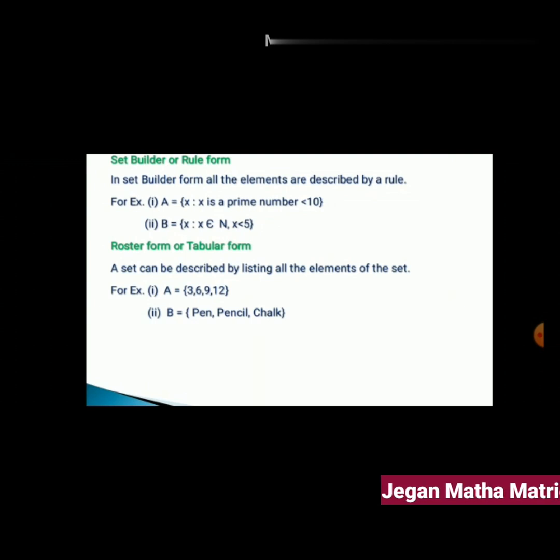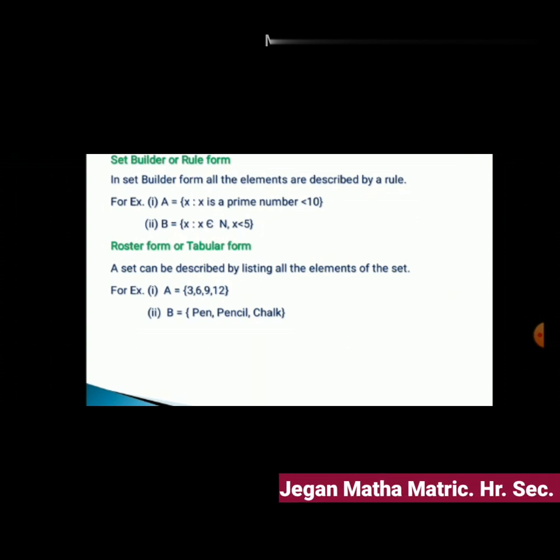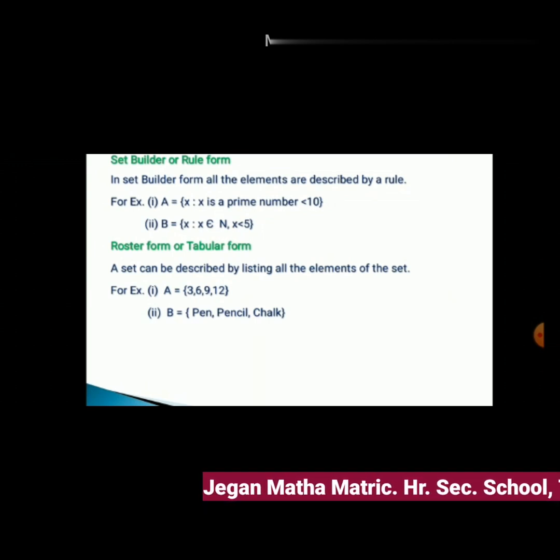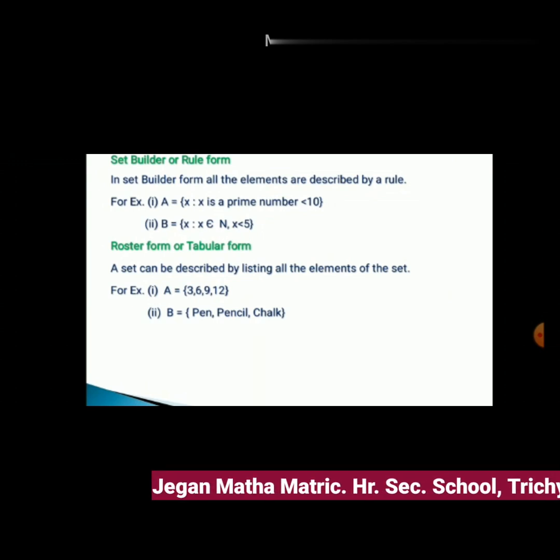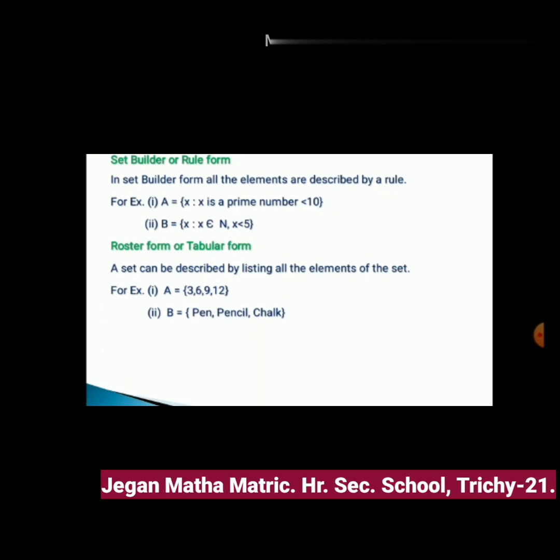The third one, roster form. A set can be described by listing all the elements of the set. For example, a set A is equal to {3, 6, 9, 12}. The set B contains pen, pencil, chalk. These are some examples of the roster form.